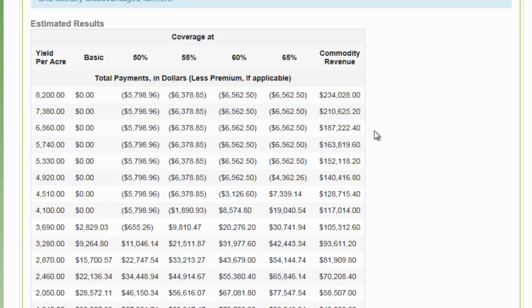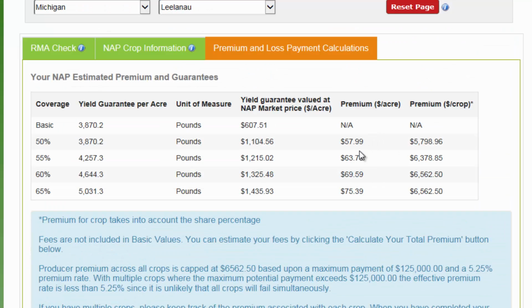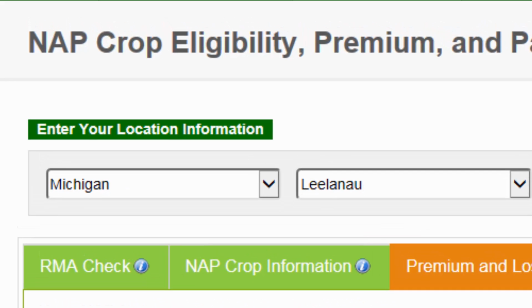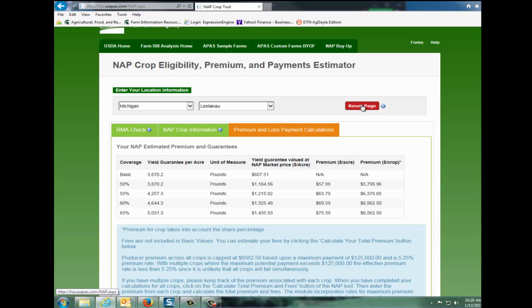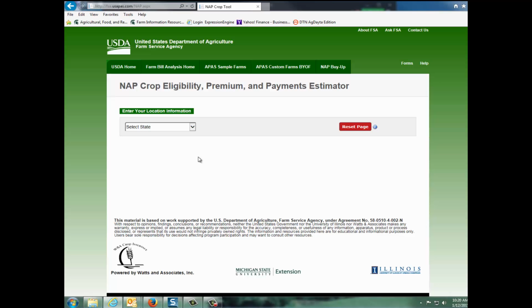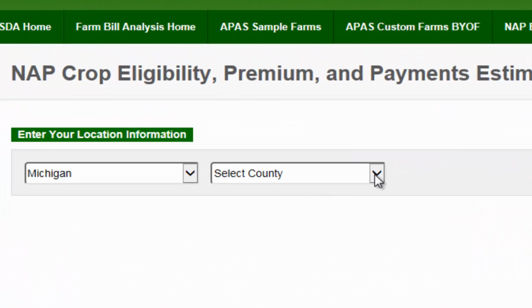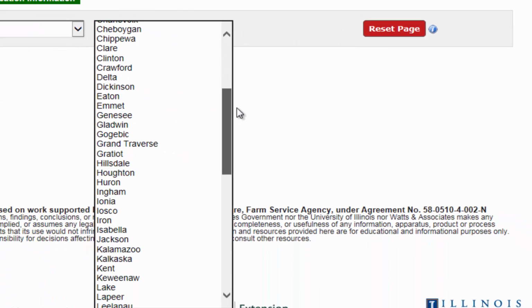At this point, we would like to look at another type of crop that you could grow, which is called a value crop. And we'd like to use Christmas trees. We cannot start right here. In order to do that, you have to hit Reset Page, and you pretty much go back to the very beginning. At this point, you have to select the state, as we did before. We're going to continue with Michigan. We're going to continue with Leelanau County.